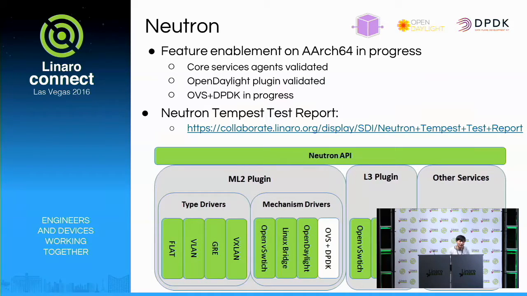And for the Neutron Tempest part, as you can see in this picture, the green blocks are all enabled, and the white blocks are still ongoing. As we can see from this picture, most of the features are enabled on Neutron. So next.